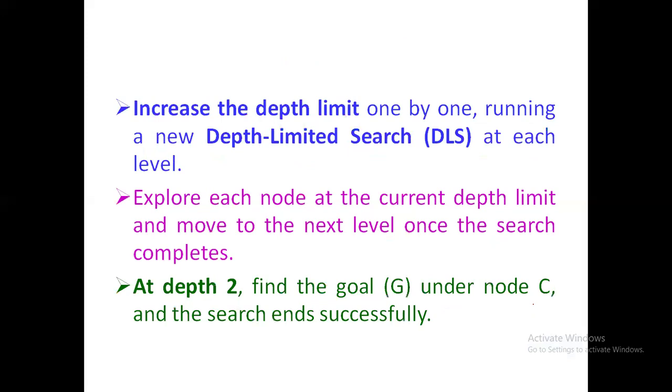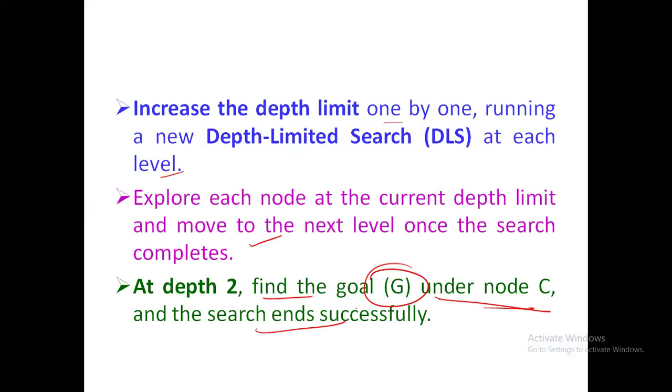So coming to the conclusion, the iterative deepening depth first search, IDDFS, increases the depth limit one by one, running a new depth limited search at each level. It explores each node at the current depth limit and moves to the next level once the search completes. We find the goal node G under the node C at depth 2, and the search ends successfully.